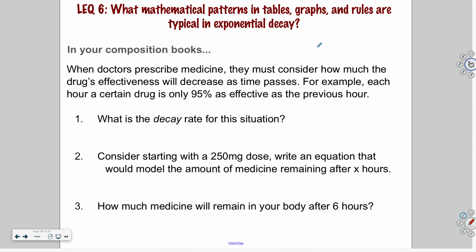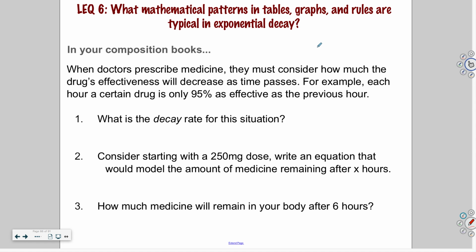For example, if you take a Tylenol, you have to take it again every 4 hours or so, because your body metabolizes it. You use the medicine up, right? So the amount of it goes down.